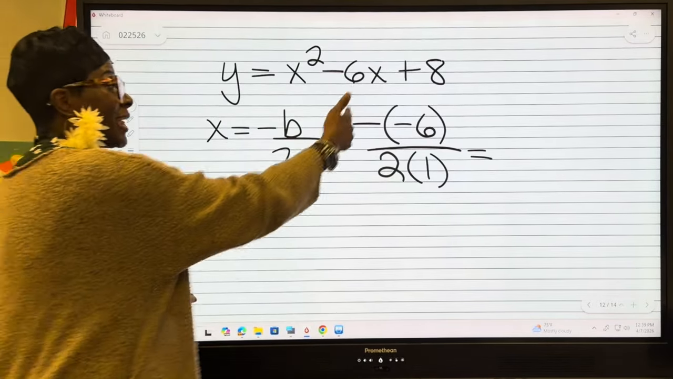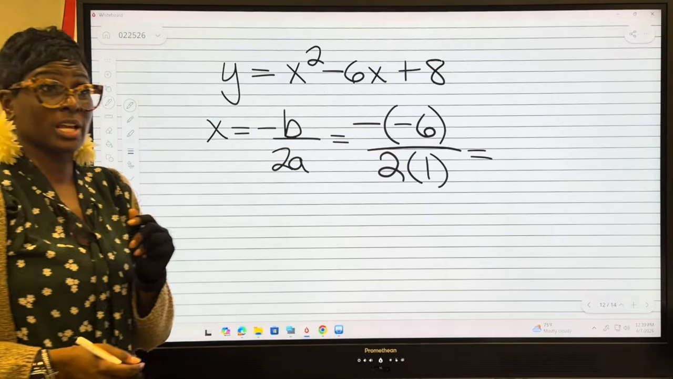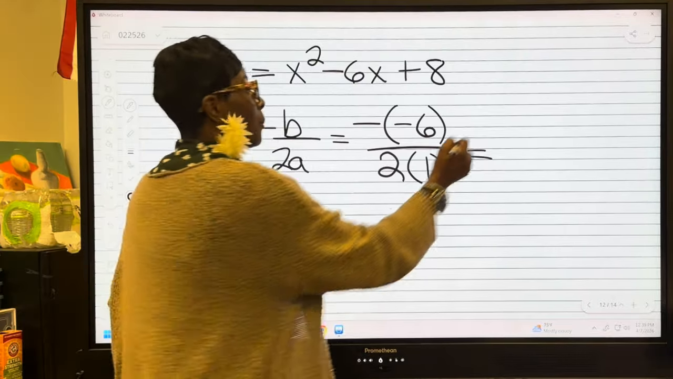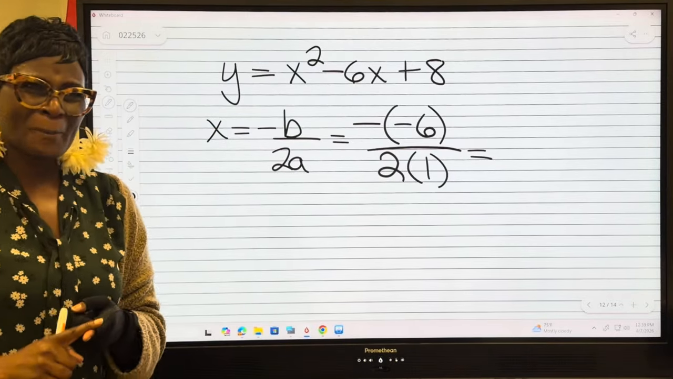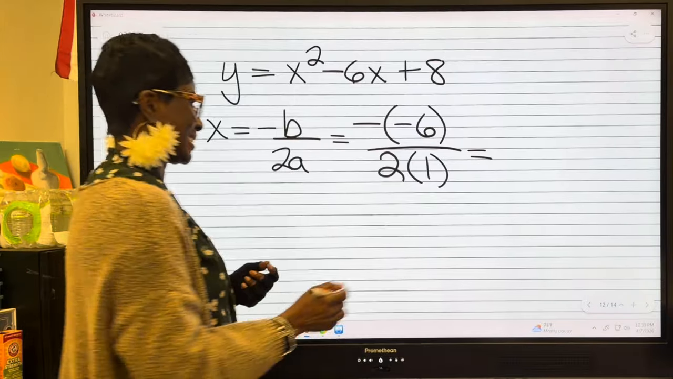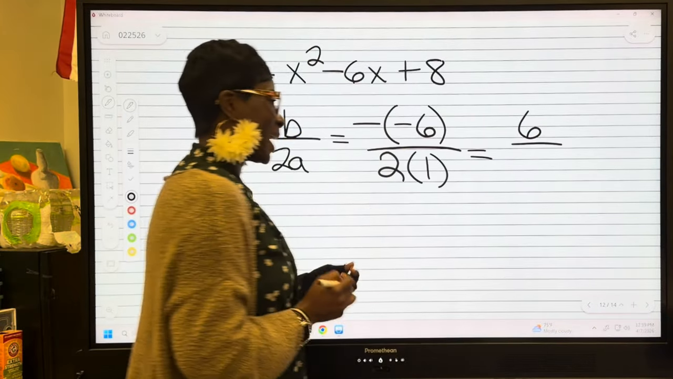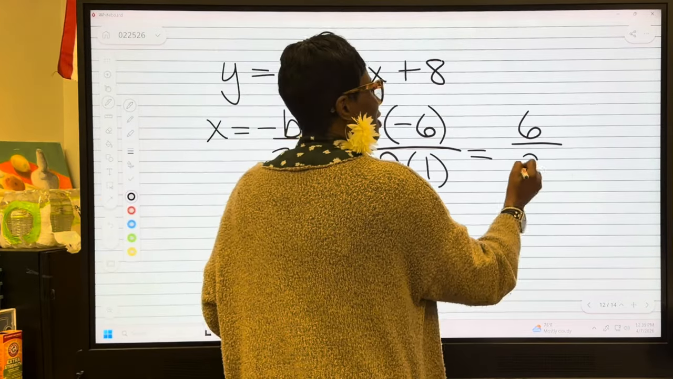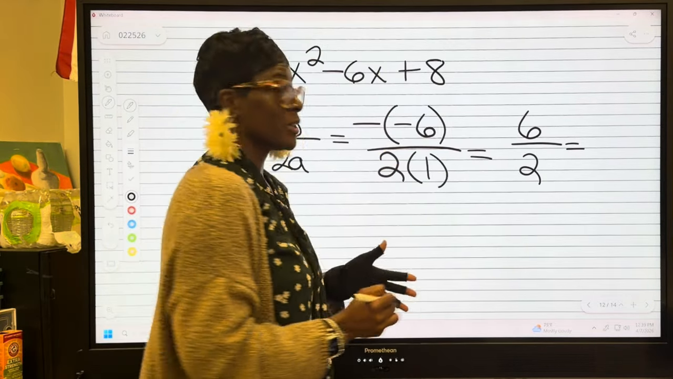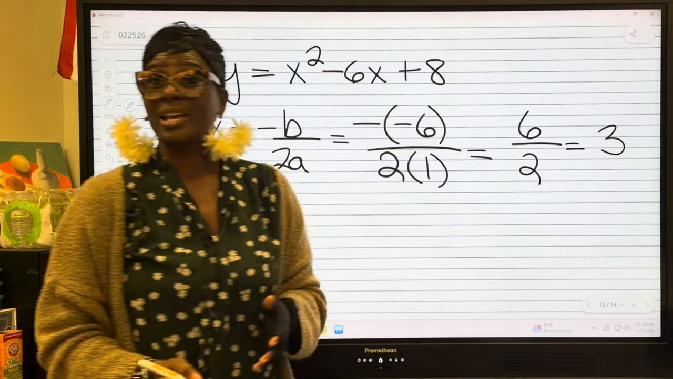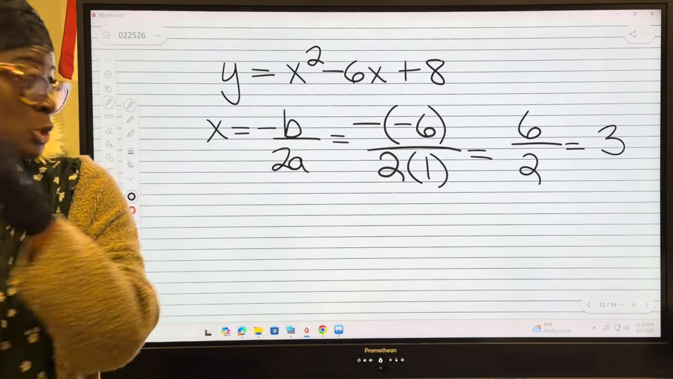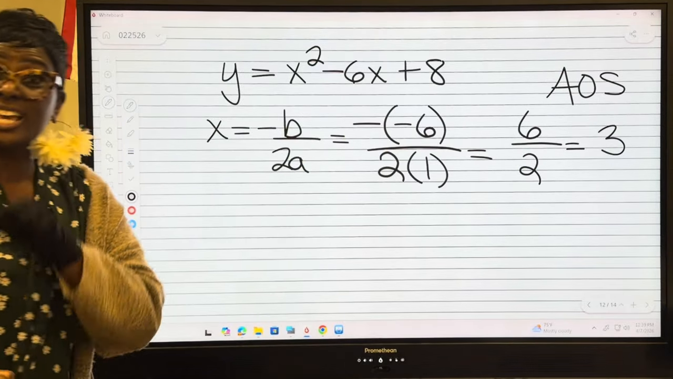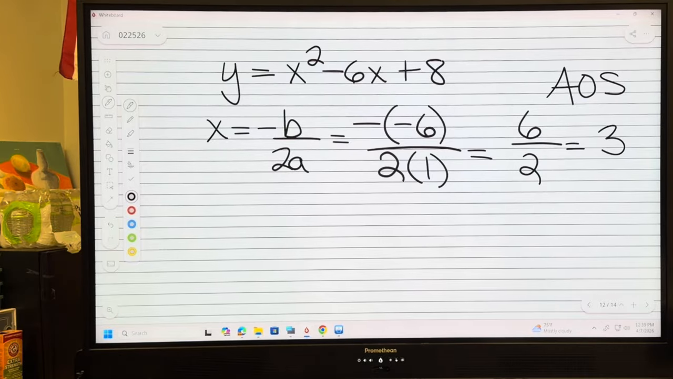All right. Now I can put that imaginary coefficient here if I want to, or I can just look at it and say I got a negative 6. I need the opposite of negative 6. What is that going to be? 6. What is the opposite of negative 6? Okay, so then what's 2 times 1? 2. So then 6 divided by 2 is what? 3. What is this 3? Our axis of symmetry. But what else is it? The x of my vertex.